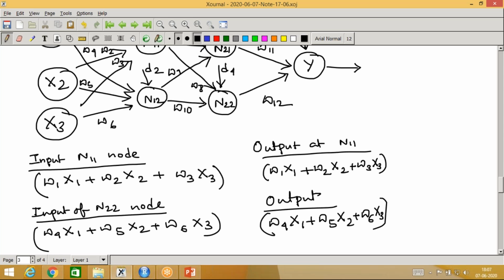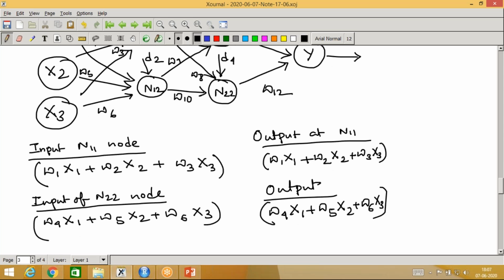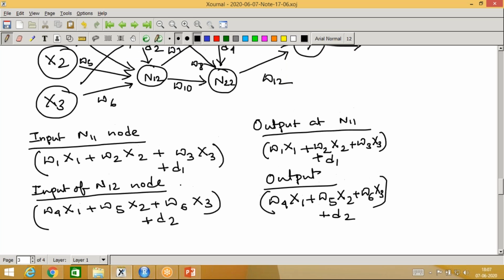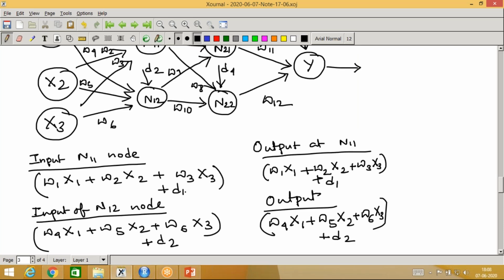As of now, if you have any question, ask me. What I forgot is, okay, yes, N12 node, sorry, N12 node, not N22 node. Sorry, N12 node, yes. And I forgot this D1, D2, so that I also added. These are the intercept. You can say intercept, or you can say the noise. This is the noise or intercepts.